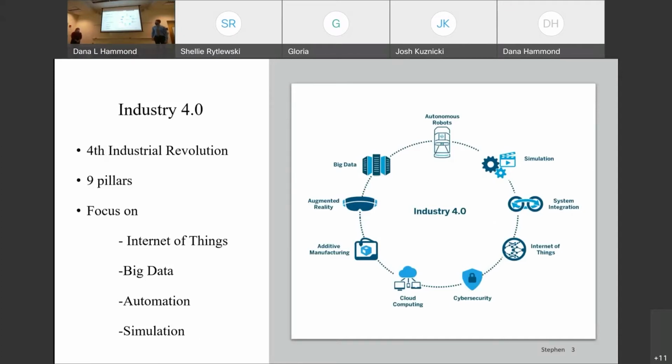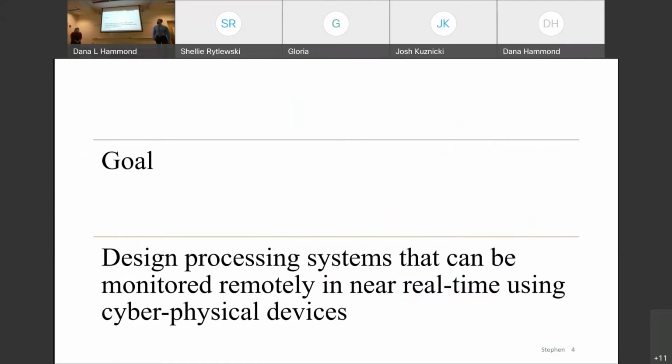There are 9 key pillars to Industry 4.0, as you can see up here, but the 4 that we'll be mainly focused on for this project are Internet of Things, big data, automation, and simulation. So with these concepts in mind, the goal of our project is to design processing systems that can be monitored remotely in near real time using cyber-physical devices, which is any sort of hardware that is being controlled by a computer program, such as the autopilot on an aircraft. It is imperative to these systems that the data collected is in near real time as possible, and not old legacy data that no longer represents the current process parameters that it's operating at.